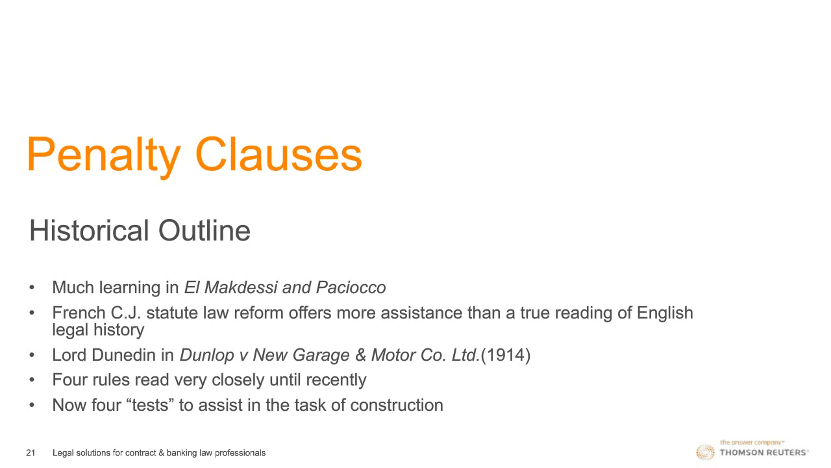There's much learning in the 2 more recent decisions: the El Makdassi case, which is the recent Supreme Court of the UK decision, and Pasioko, which is a decision of the High Court of Australia from, I think, July 2016. Both the judges' panels in both cases go through the legal history of the evolution dealing with penal bonds and all kinds of other arcane areas of legal history.